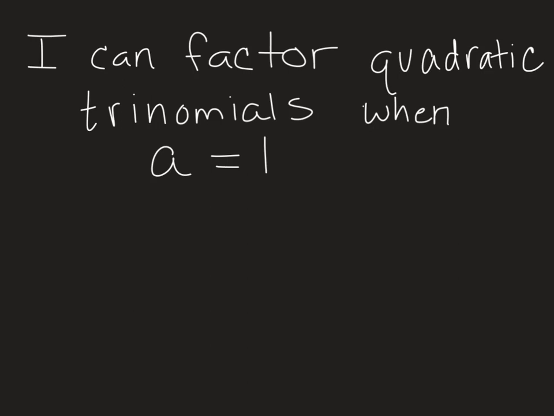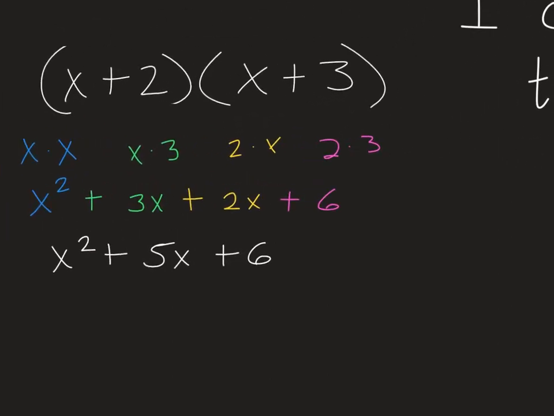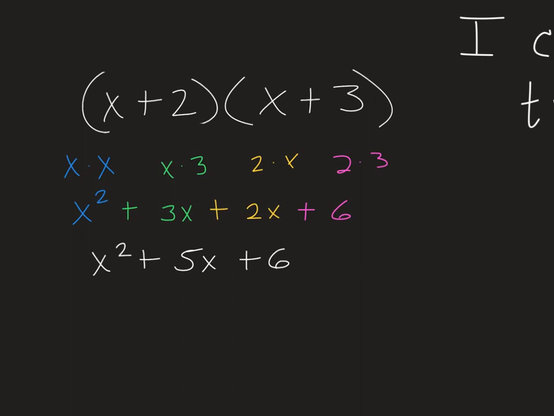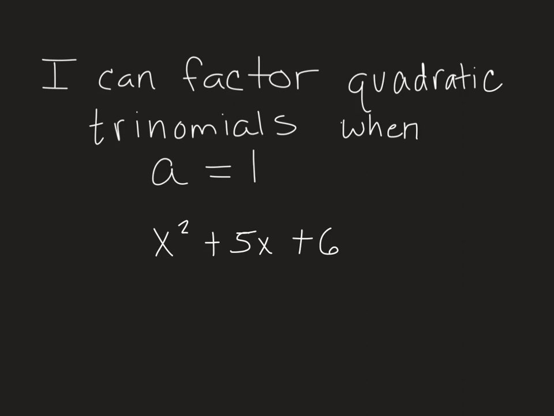In our last video, we made sure that we remembered how to multiply two binomials together. I'll refresh your memory really quickly. So we took these two binomials together and we got this as our final product. So we got x squared plus 5x plus 6.